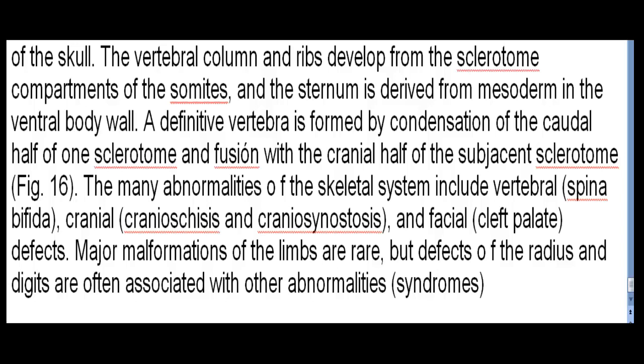A definitive vertebra is formed by condensation of the caudal half of one sclerotome and fusion with the cranial half of the subjacent sclerotome, Fig. 16. The many abnormalities of the skeletal system include vertebral, spina bifida, cranial, cranioschisis and craniosynostosis, and facial, cleft palate, defects. Major malformations of the limbs are rare, but defects of the radius and digits are often associated with other abnormalities, syndromes.